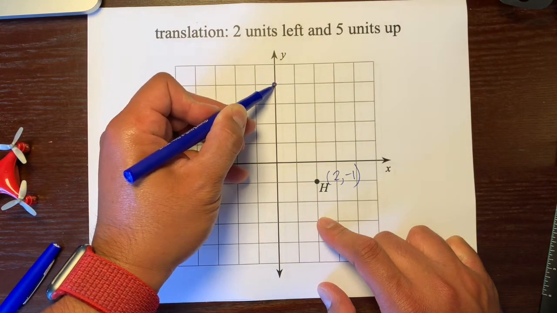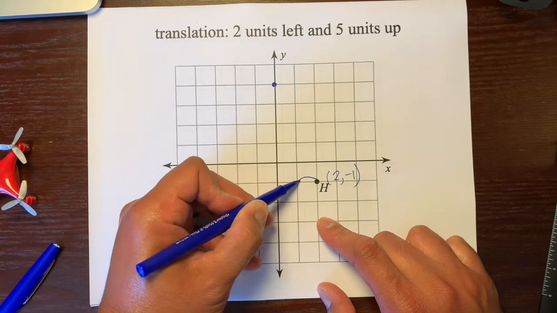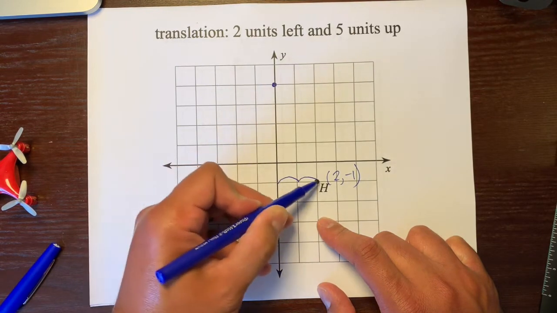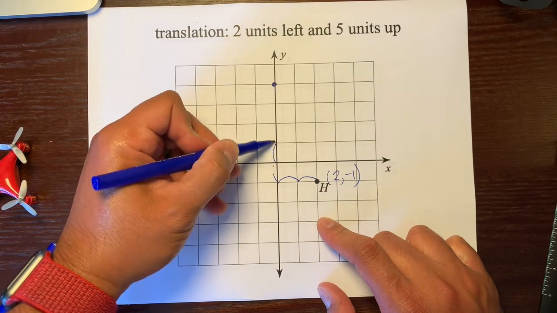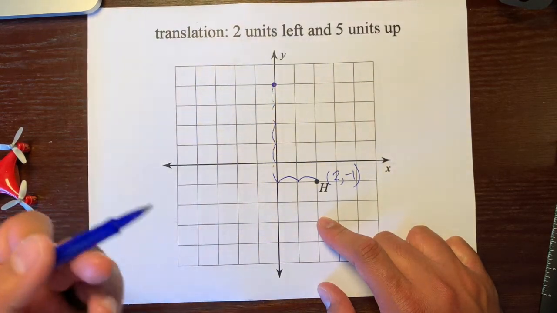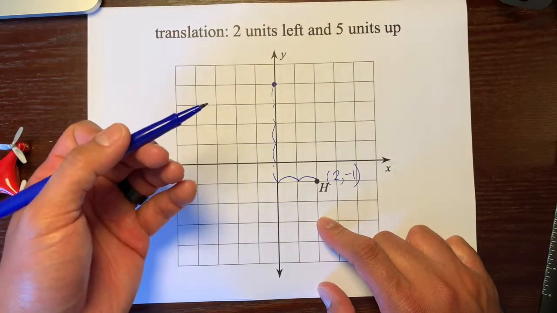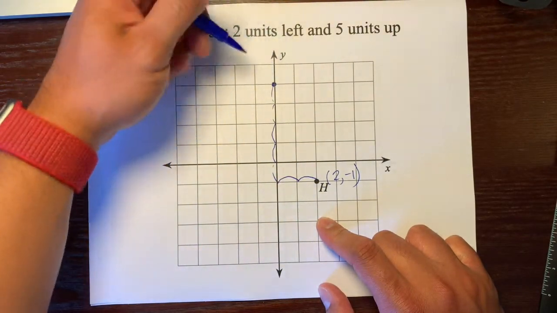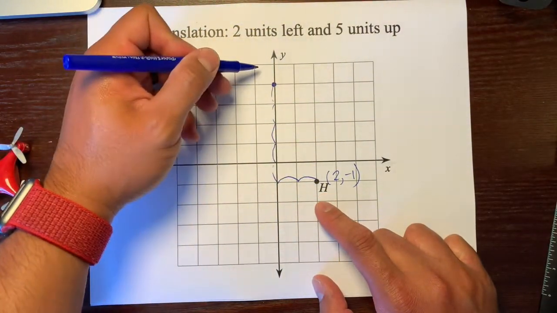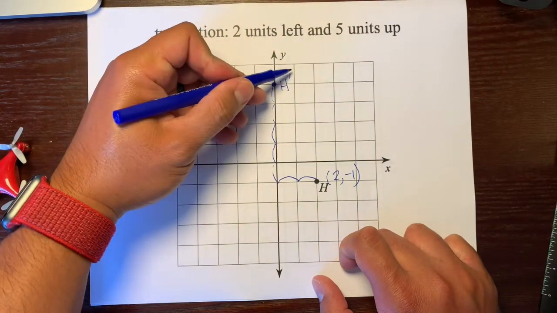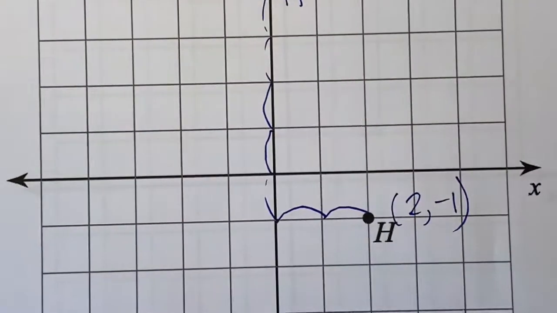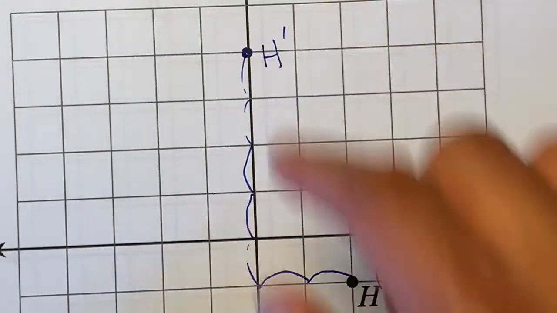So there you go. If you want to do this, little jump, that means you're jumping 2 units to the left and then jumping 5 units up. And then our new coordinate, where we moved it, we're going to call H prime. This little apostrophe means prime. Let's zoom in. So that's H prime.